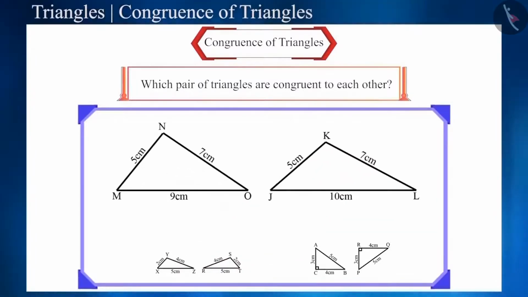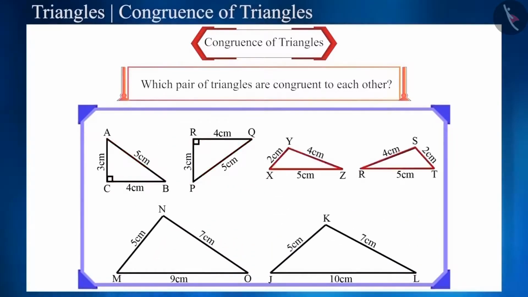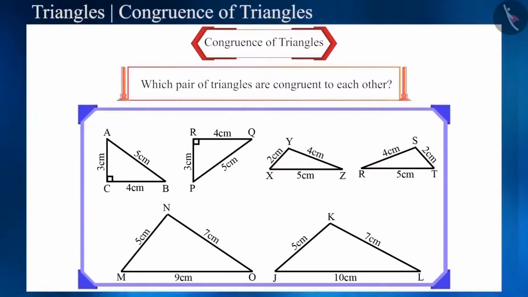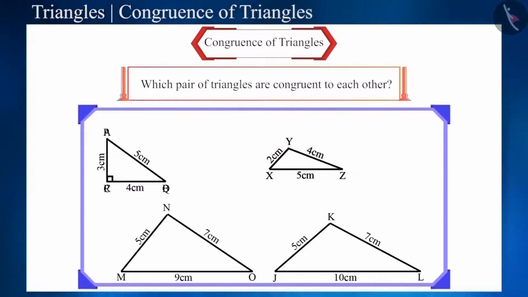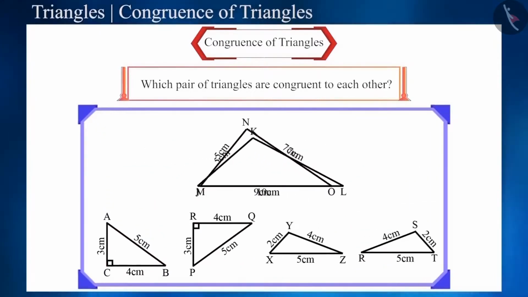Now notice the last pair. These triangles are not congruent to each other because the sides of these two triangles are not equal to each other. Friends, we can see the congruent pair of triangles by keeping the corresponding equal sides on top of each other. The vertex, sides and angles of the triangles are fitting exactly on each other, and the triangles that are not congruent are not covering each other completely.